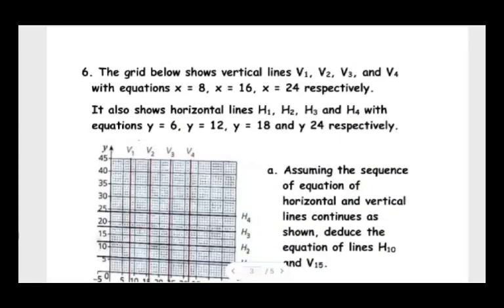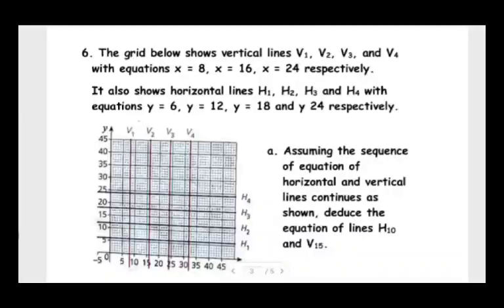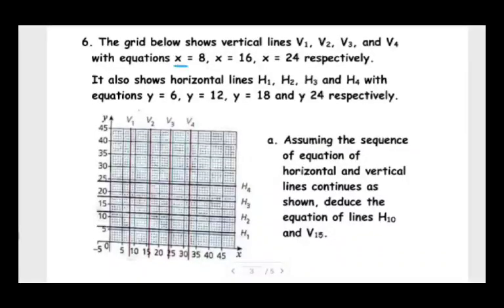Let's go for the next sum. The grid below shows vertical lines V1, V2, V3 and V4 with equations x is equal to 8, x is equal to 16, x is equal to 24. Alright. So just basic clicking in the head that the distance between two vertical lines is 8. So 8 ones are 8, 8 twos are 16, 8 threes are 24. Alright, so the table of 8.